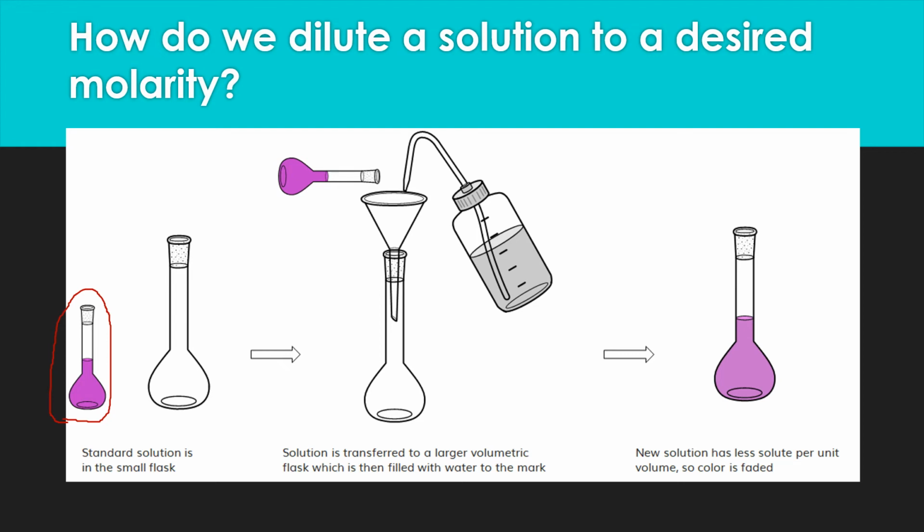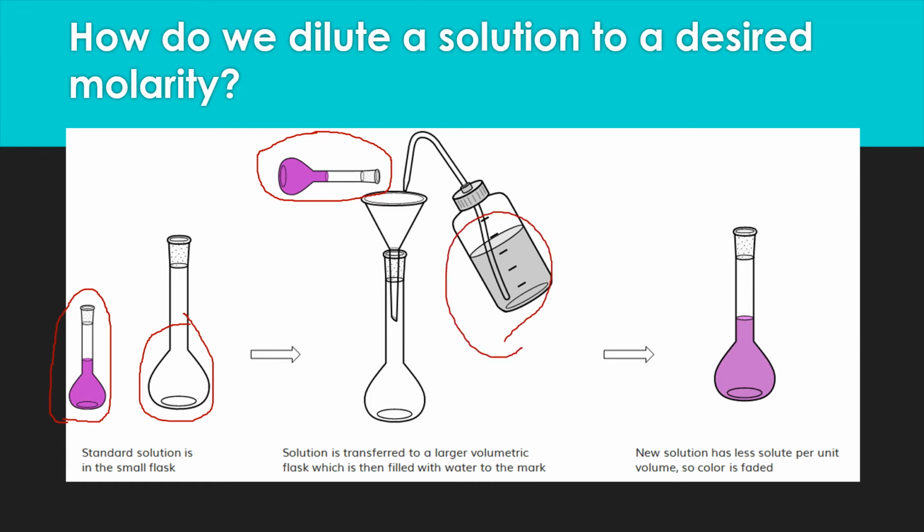And then we have our larger flask. We would choose our larger flask based on how much volume we want to make. So if I want to make 500 milliliters, then this flask would be a 500 milliliter flask. If I want to make 100 milliliters, it would be a 100 milliliter flask. Okay, I choose the flask based on how much I want to make. The solution is transferred to the larger volumetric flask. So we figure out how much of our original stock solution or standard solution we need. We pour it into our flask, and then we would add water to dilute it.